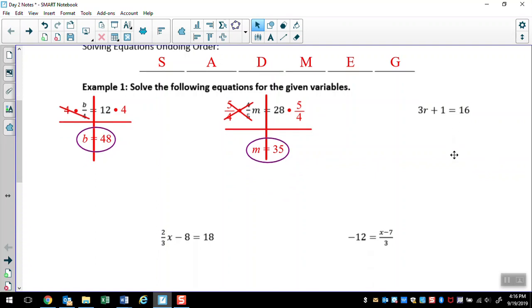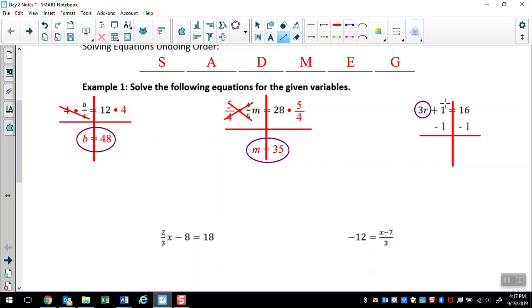Let's come over here and look at what happens when we have a 2-step equation. So I'm going to draw my line. What I like to do is figure out where my variable is, because that's what I'm trying to isolate. It happens to be this term has the variable. Well, remember our SADMEG. We're going to undo any subtraction and addition before we can deal with undoing that multiplication or division. So we have some addition to undo. The inverse of adding 1 would be subtracting 1. So I'm going to subtract 1 from both sides, draw my line.